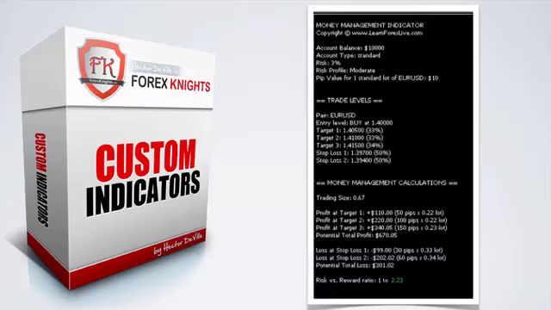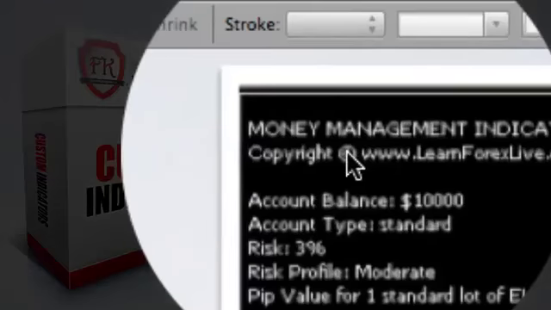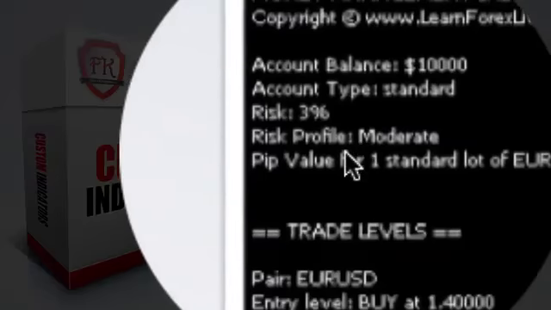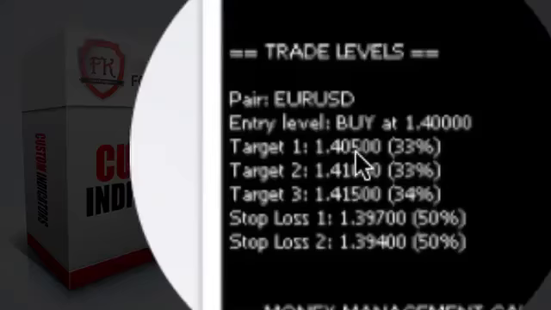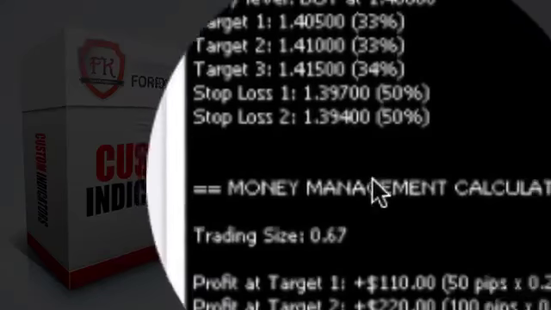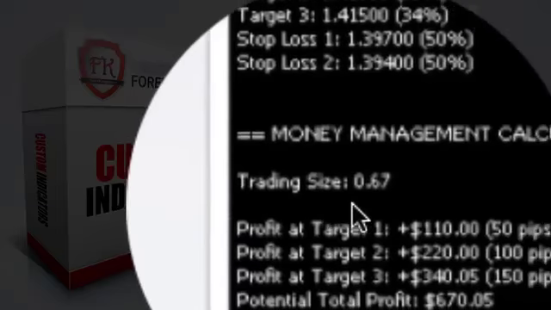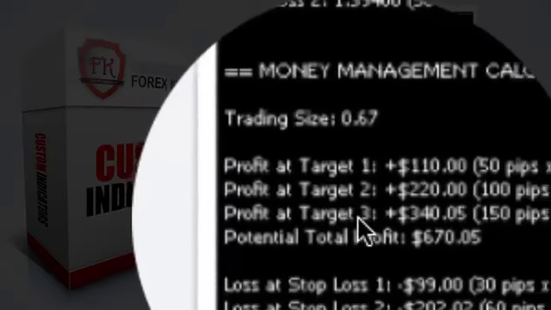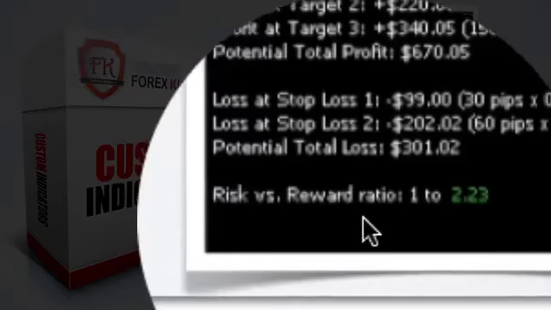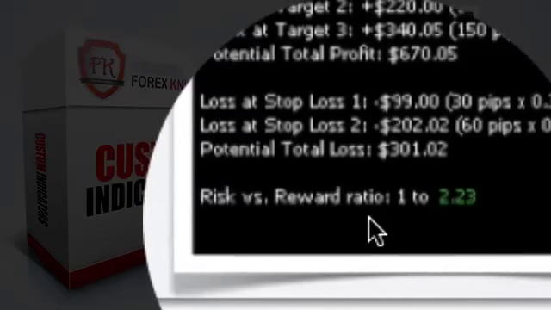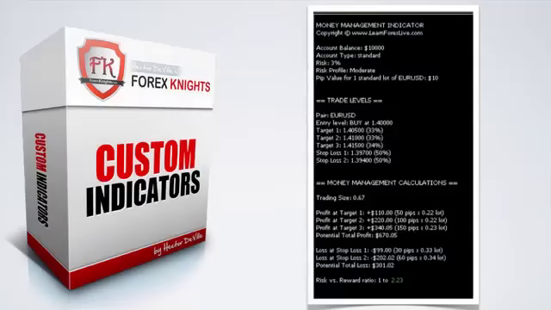Next, and since I believe money management is a very important aspect of trading, I've included a money management indicator. This one basically will tell you all about your trade, the risk profile of the trade, correct target and stop loss levels, the recommended trading size for that specific trade, the profit taking levels as well, the risk reward ratio on that specific trade as well, etc. Basically all the money management factors or elements that you need to take into consideration in order to make sure that your trades comply with sound and solid money management policies.